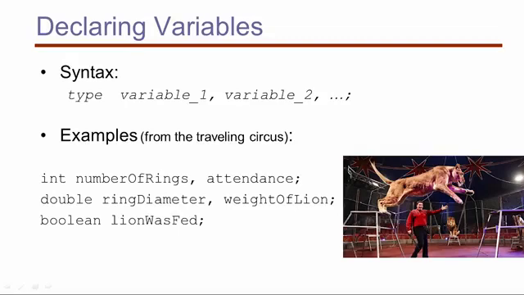We also have variables to keep track of the diameter of the ring and the weight of the lion. Since those values may have fractional parts, we have declared them to be of type double. And finally, we have a variable to keep track of whether the lion has been fed or not, which might be very important information for the lion tamer. It is declared to be type Boolean, since it has a simple yes, no, or true-false value.